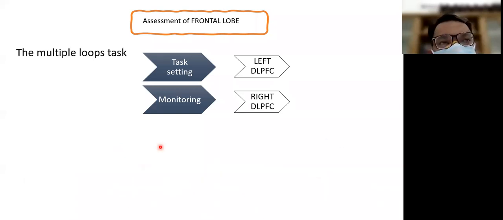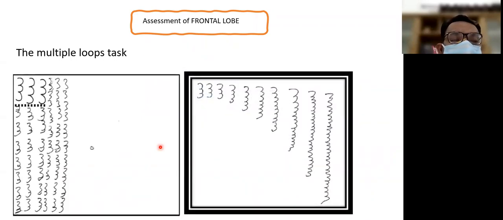Then another very interesting task is the multiple loops task. Now, how is the multiple loops task done? Because many of us do it, but we don't do it correctly. In a sheet of paper, in the corner, we should draw 3 sets of multiple loops comprising 3 loops each. And we should draw these dots and explain to the patient, kindly draw it till the page ends.